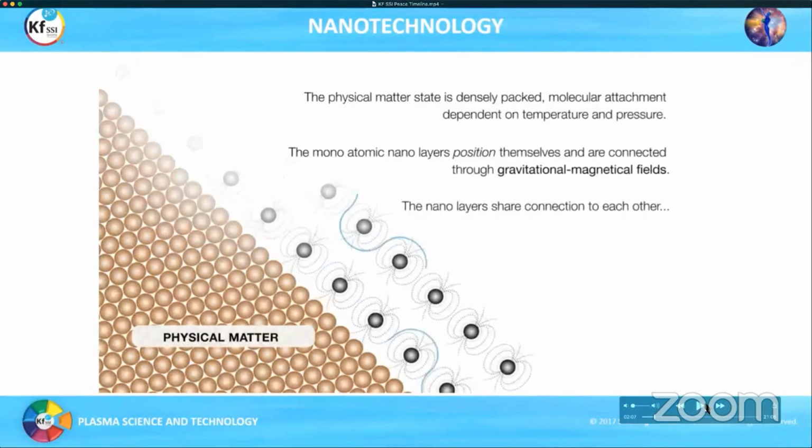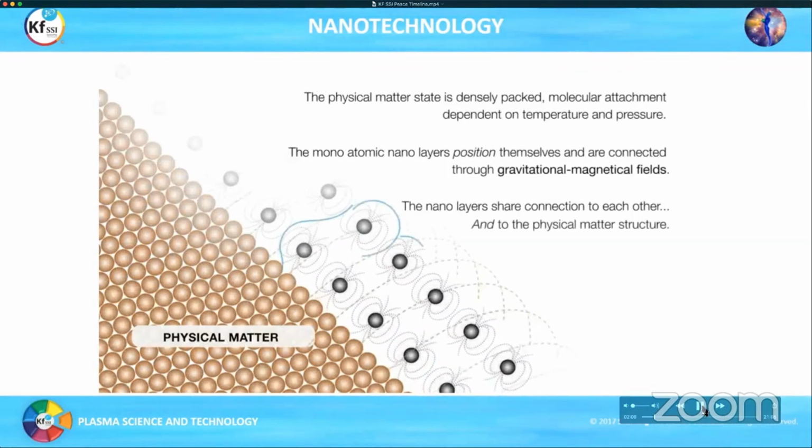So it mentions the monoatomic nanolayers position themselves and are connected through gravitational magnetical fields. The nanolayers share connection to each other, as Shander was talking about earlier, the interaction. Okay, that's important too. They share connection to each other and to the physical matter structure.